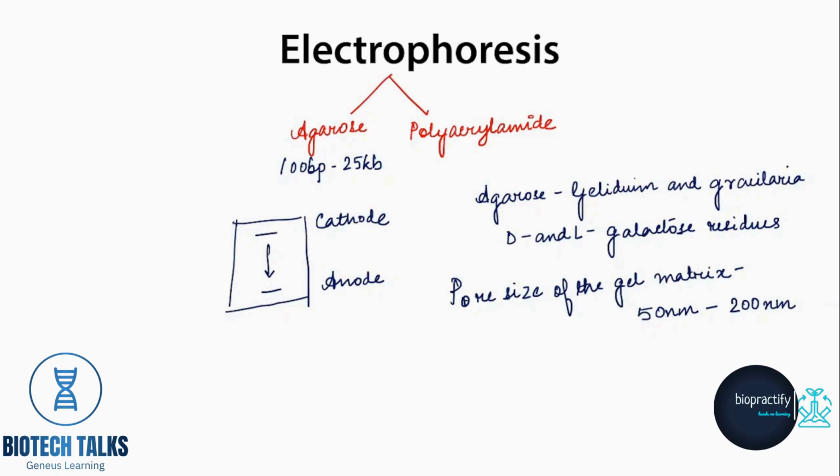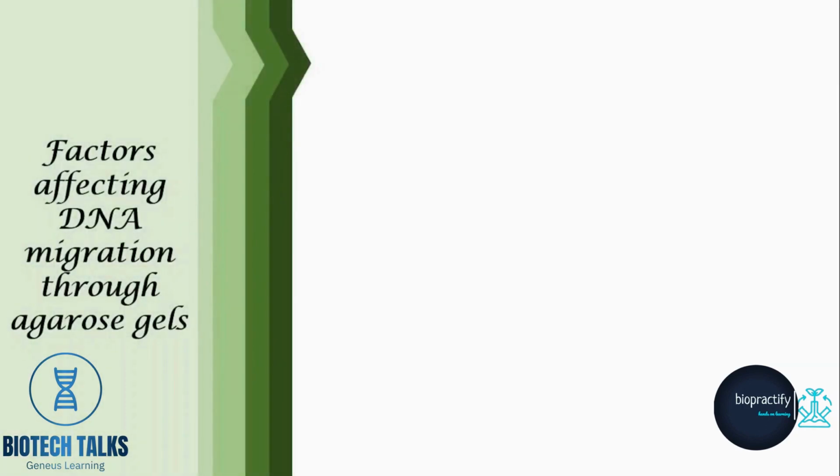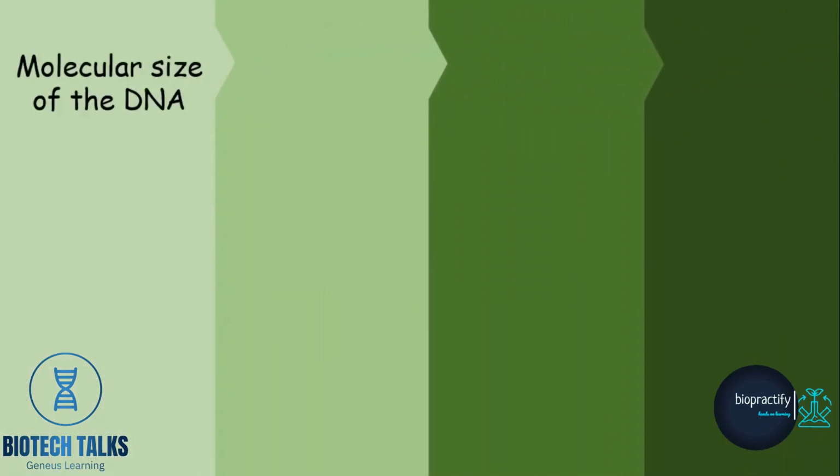Okay. Now let's see what are the factors which affect the DNA migration through the gel. First and the most crucial is the molecular size of the DNA. Now it has been seen that the rate of migration is inversely proportional to the log 10 of the nucleotide pairs. So this is the log 10 of base pairs and this is the rate of migration, which means that larger DNA molecules face greater frictional drag and they are retarded to a greater extent when moving through the gel matrix, whereas smaller molecules migrate faster through the gel.